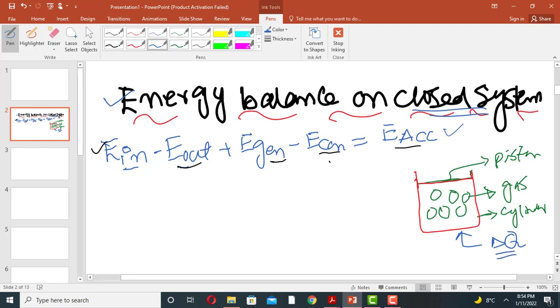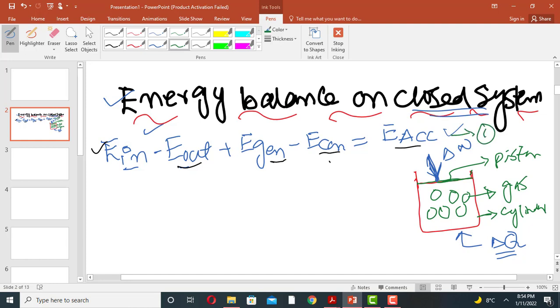If we give some heat to the system, which is delta Q, and if we apply some force on the system, like in this direction, or if we apply some work on the system, which is delta W, so what will be the internal energy of the system from the energy balance equation, from this equation? So suppose this is equation number 1.